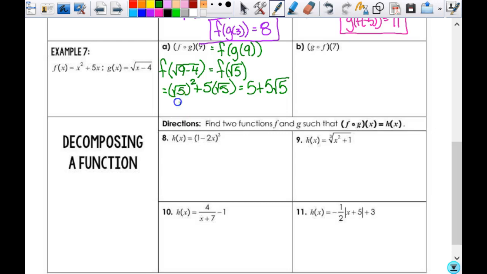So that is it. So f of g of 9, extra parenthesis there, hang on. All right, hang on. My board's thinking about catching up with me. There we go. f of g of 9 is equal to 5 plus 5 square root of 5. Ugly answers are fine, okay? Hopefully they don't freak you out too much. Everybody good? So now we're going to do g of f of 7.